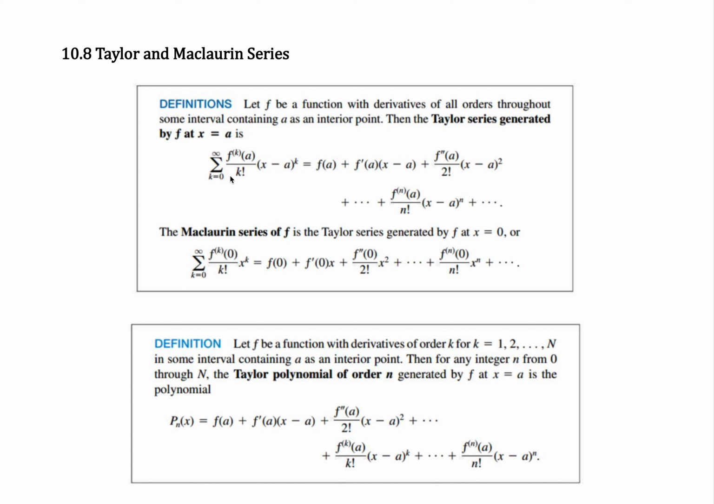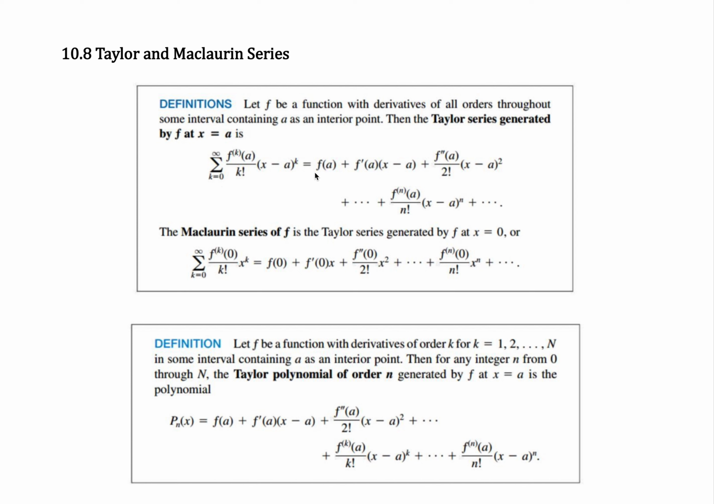And it says here, let f be a function with derivatives of all orders. So we can just continuously differentiate this function. a is a point inside the interval where the function is differentiable. And then we can create a Taylor series. It's going to be the kth derivative of f of a over k factorial times x minus a to the kth power, and k runs from 0 to infinity.